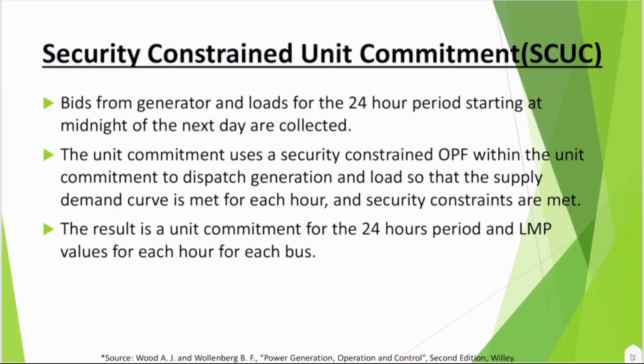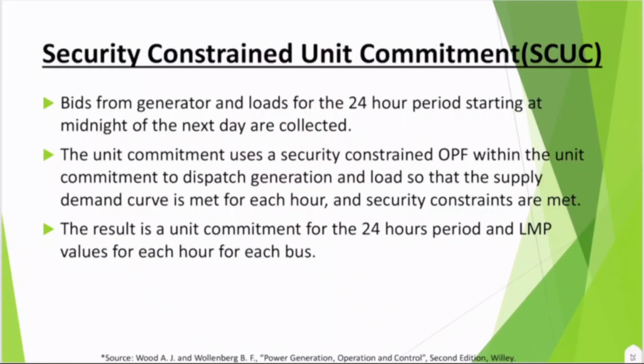You see, unit commitment is an optimization problem. But in the process of cost optimization, you cannot violate certain security constraints. So if you have to protect the security of the system, as well as minimize your cost, that is known as the security constraint unit commitment problem. The result is a unit commitment for the 24 hour period and the LMP values for each hour for each bus.